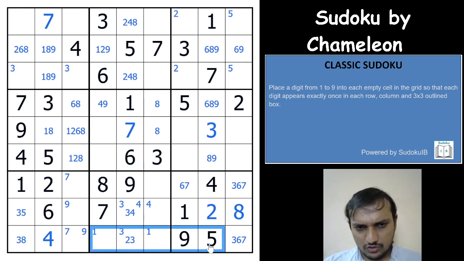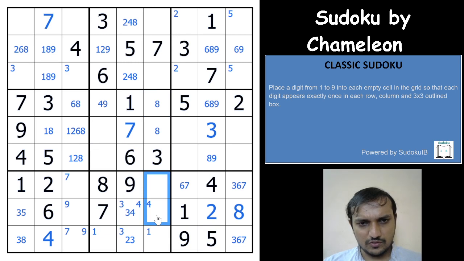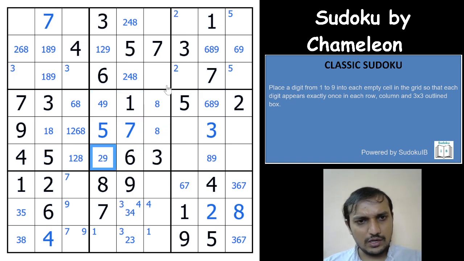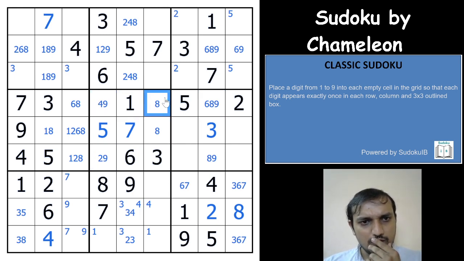Okay, this cell is not a 5, this cell is not a 5, 5 is in one of these two cells, so you get a 5 here. Amazing. 2 4 8 and 9. 4 8, this is 2 and 9. 4 9. 2 4 8 and 9. 9 2 4 and 8.